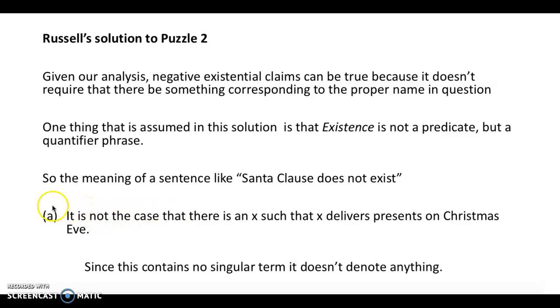So if we take Russell's analysis to be correct, that all proper names are disguised definite descriptions, and that definite descriptions are just compositions of quantifiers and predicates, then in the case of a negative existential, because the negation, the tilde, is coming in front of this existential quantifier phrase, we are getting the true sentence that it is not the case that there is such a thing, such that that thing delivers presents on Christmas Eve.